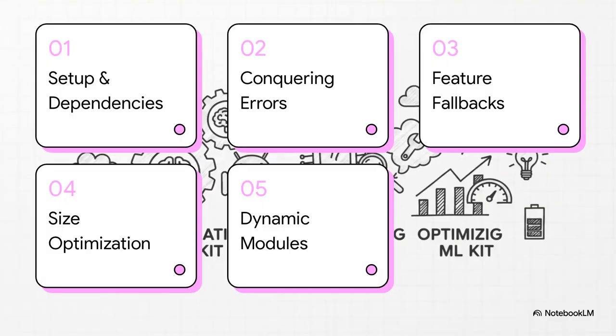Okay, let's dive right into our roadmap for today. We've got setup and dependencies, conquering common setup errors, feature availability and fallbacks, app size optimization, and finally we'll wrap up with dynamic feature modules.